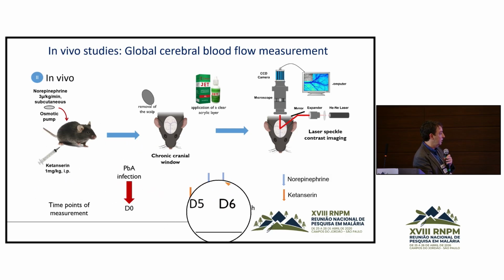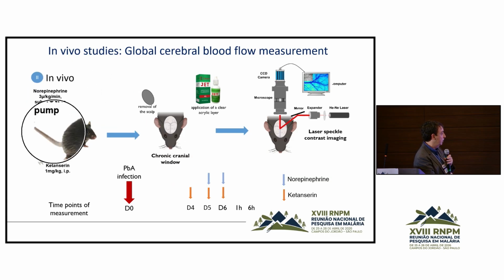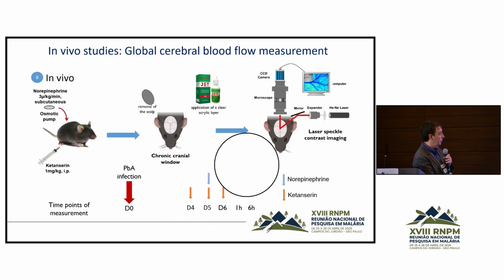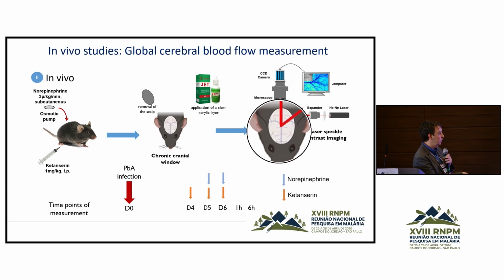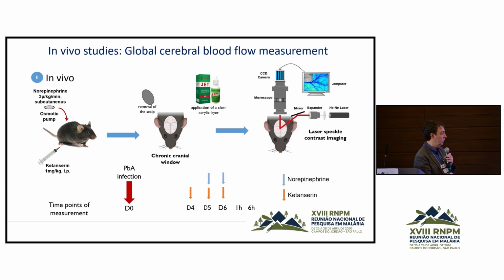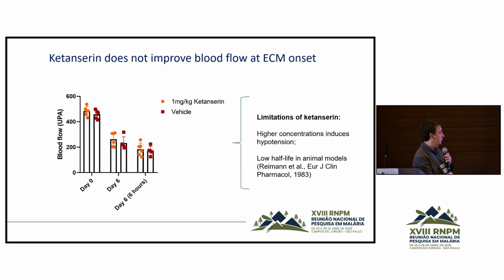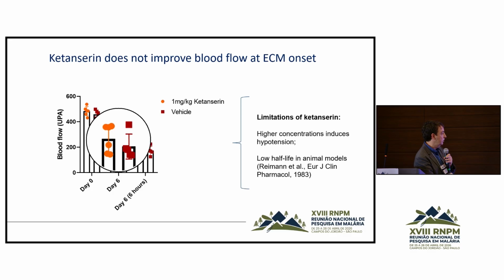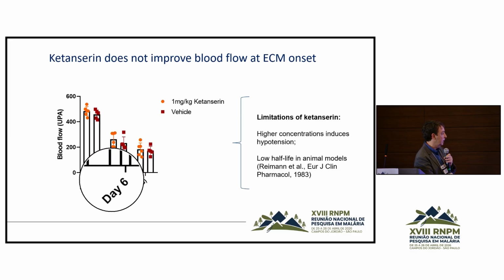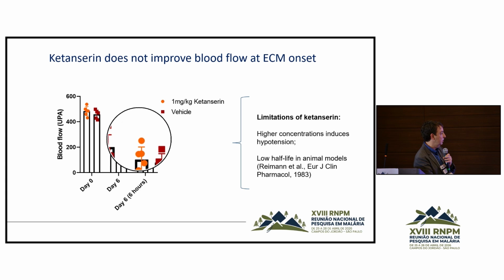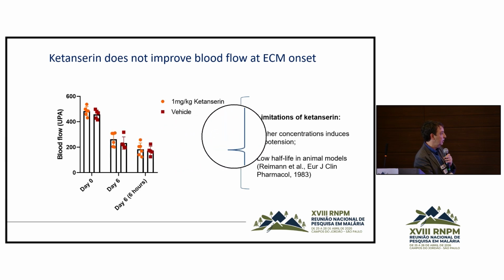So in fact, the animals, we inject ketanserin on days 4, 5, and 6, and then we measure the cerebral blood flow in the animal using this laser speckle methodology. And what we observed was that ketanserin did not improve the blood flow at ECM onset. So before the infections, the infected animals treated with ketanserin or the vehicle showed no difference. On day 6, when they develop cerebral malaria, and 6 hours after the treatment, no difference at all.